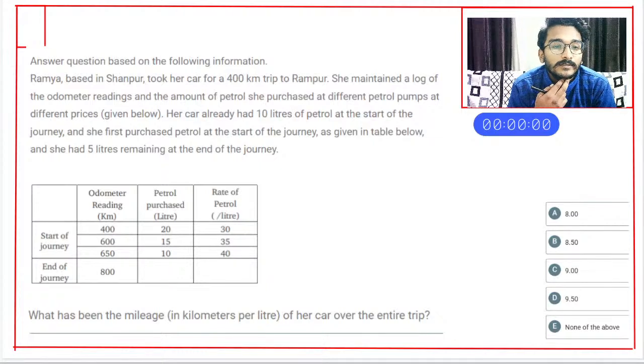Prices are given to you. Petrol purchased quantity. You have to find the mileage. How much is the mileage? And mileage is what? Kilometer per liter. So you have to divide the kilometers by liters. So take your time. I'm giving you some more time for this question. It can be solved.